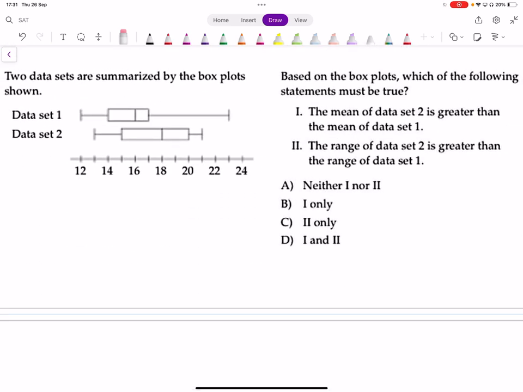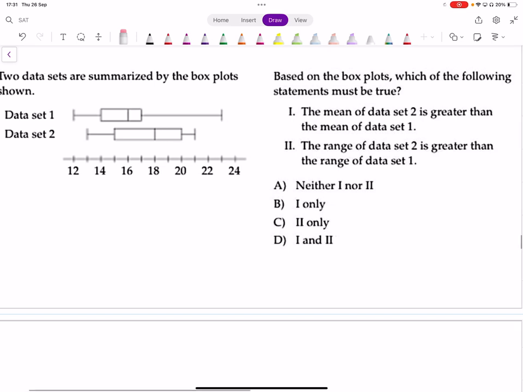2 datasets are summarized by the box plots shown. Based on the box plots, which of the following statements must be true? Must be true. 1: The mean of dataset 2 is greater than the mean of dataset 1. 2: The range of dataset 2 is greater than the range of dataset 1. Yes? Neither 1 nor 2? B, 1 only? Yes? All of you agree to that? 1 must be true?